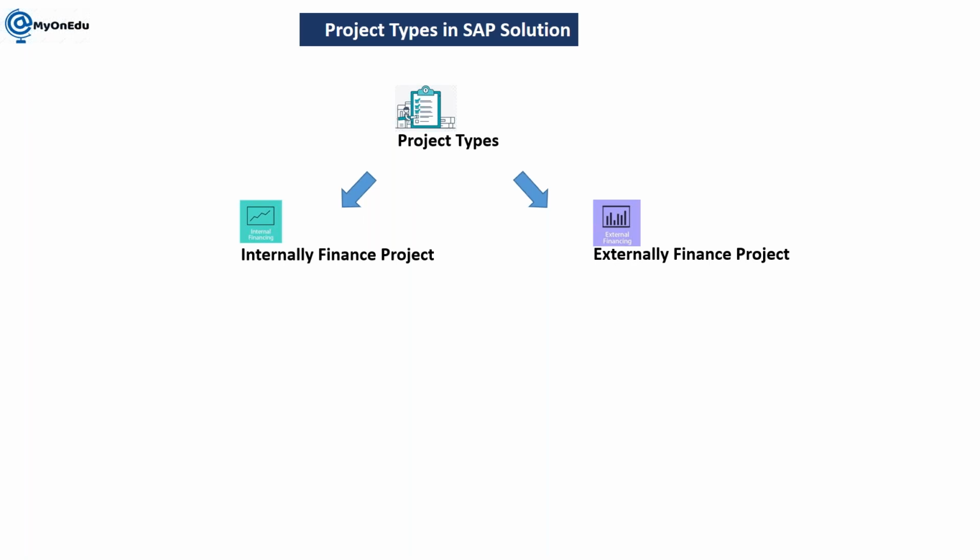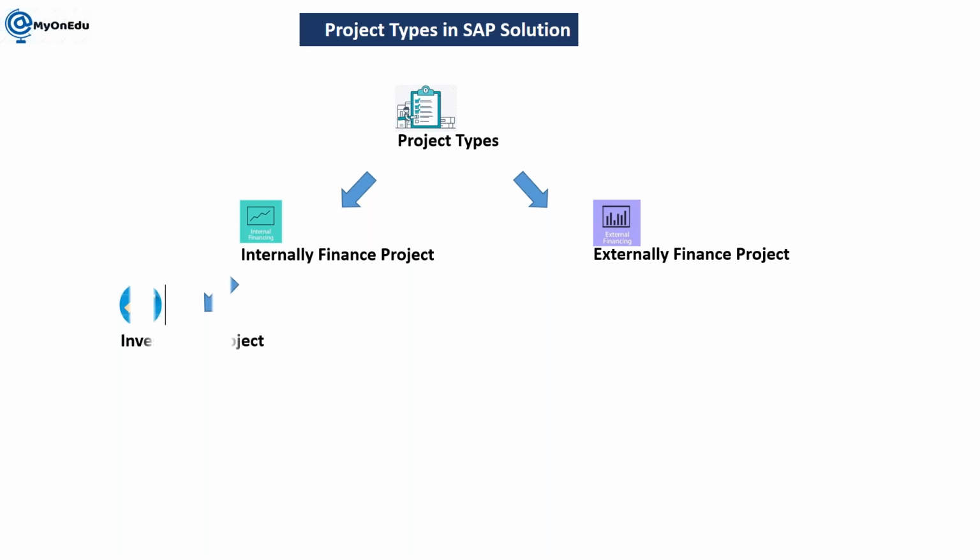And an externally financed project is when you are doing a project for your customer. Let's say you are the contractor and you are constructing one building for your customer. So it's an externally financed project. In SAP, we manage these separately. At certain stages, we need to take care how to manage it if it is an investment project, and how to manage it if it is an externally financed project.